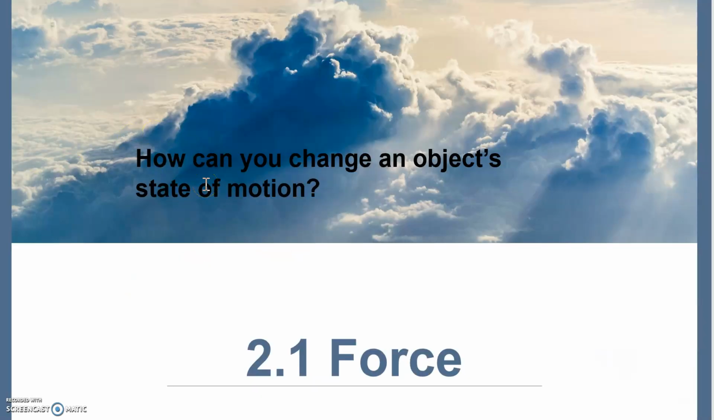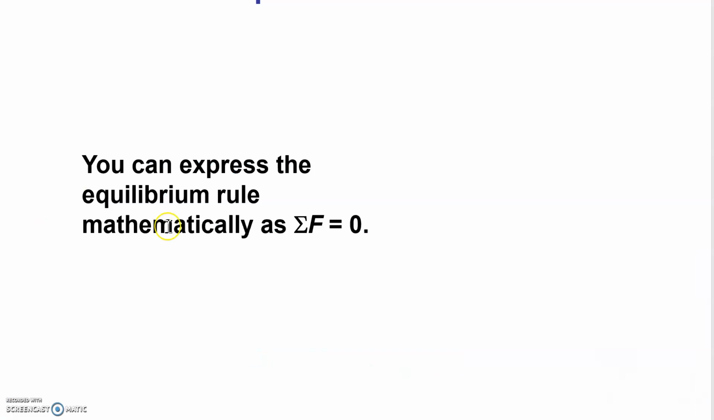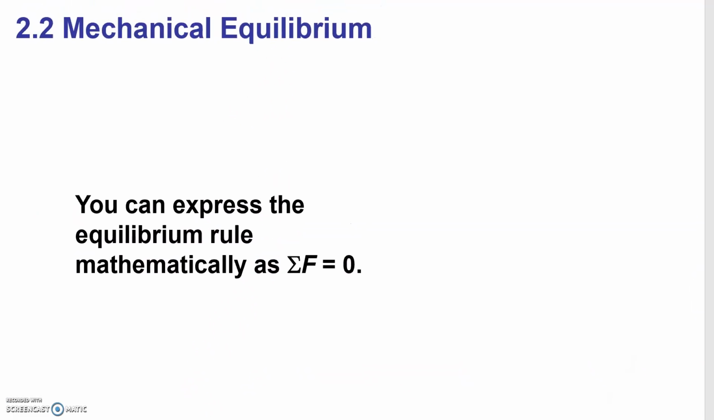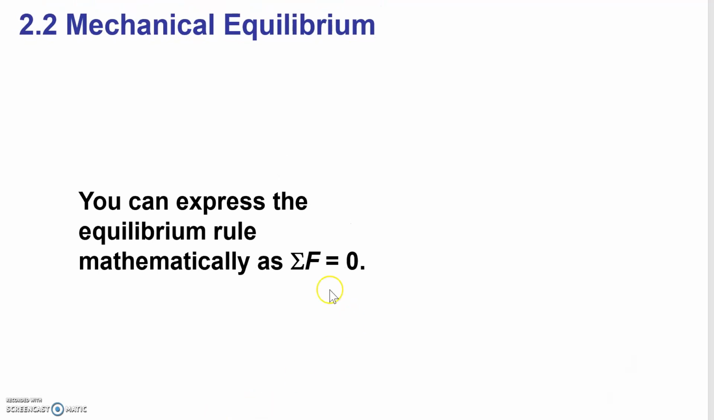So how do you change an object's state of motion? The answer is to apply a non-zero net force. You can express the equilibrium rule mathematically as the sum of all forces is equal to 0: Sigma F equals 0. That basically means all forces acting on an object, we add those together, and if they equal 0, we know that we are in equilibrium.